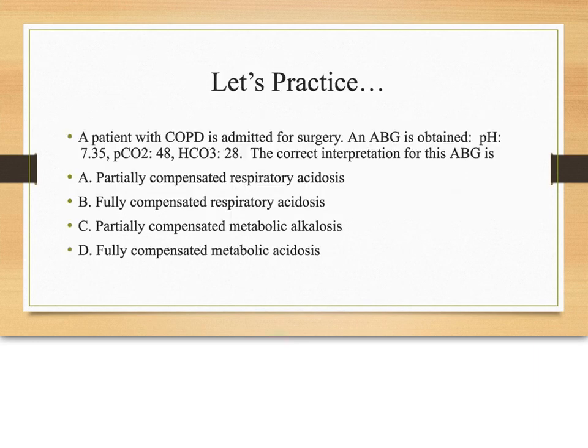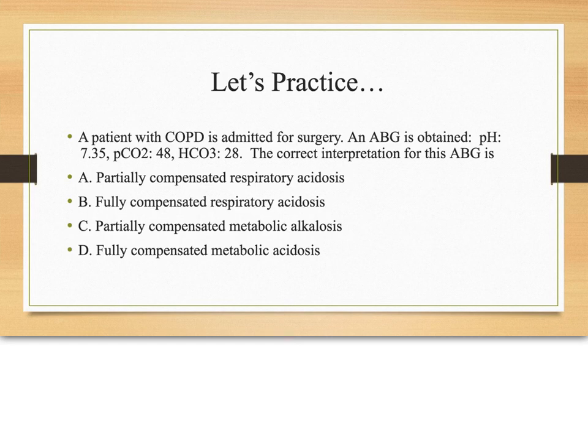So here's another problem for us. We have a patient with COPD who's admitted for surgery. An arterial blood gas is obtained, and these are the results. The pH is 7.35, the PCO2 is 48, and the bicarbonate is 28. We're asking for the correct interpretation for this arterial blood gas. So let's go through our steps.